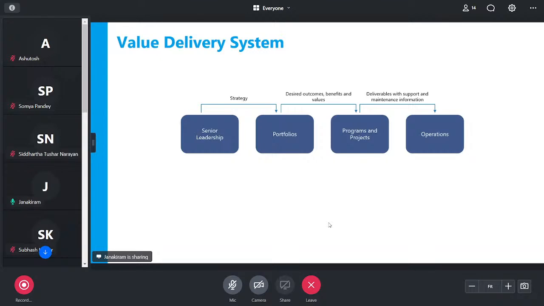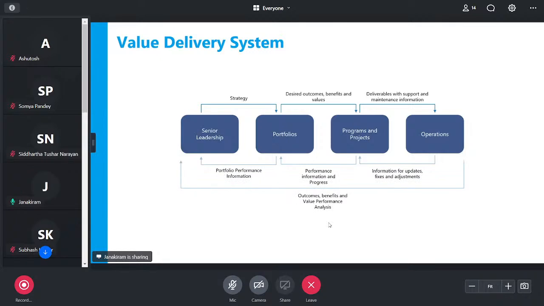Now from here, what does operations do? They give updates, fixes, and adjustments, and they may communicate with projects again. Now, projects would have to report back to portfolios. They would report back on the performance of the project, the progress of the project, right? And then portfolios will consolidate and give a summarized view to the senior leadership. The definition of value and how you measure it comes into picture here. And overall, outcomes, benefits, and value performance analysis.